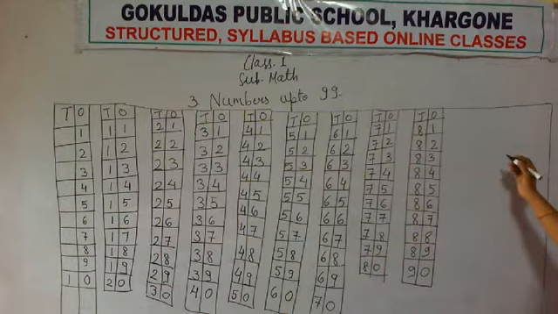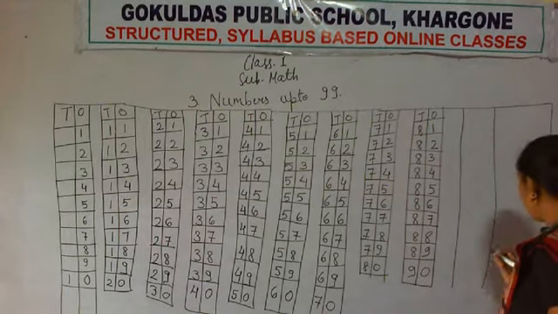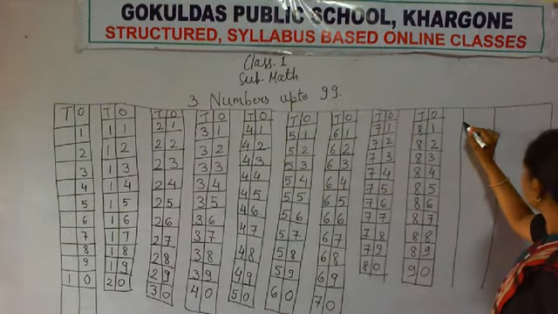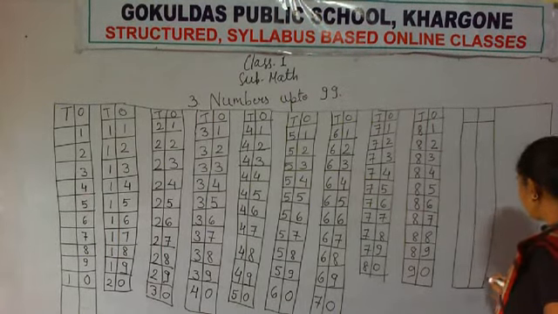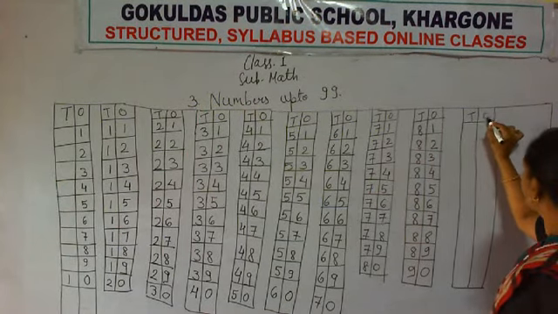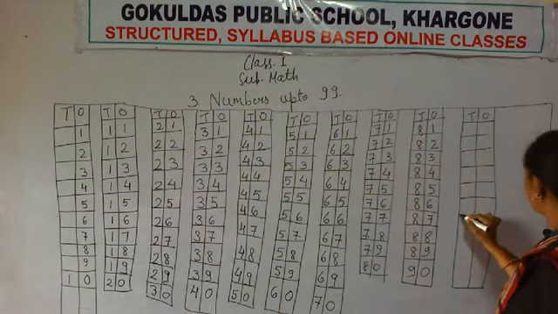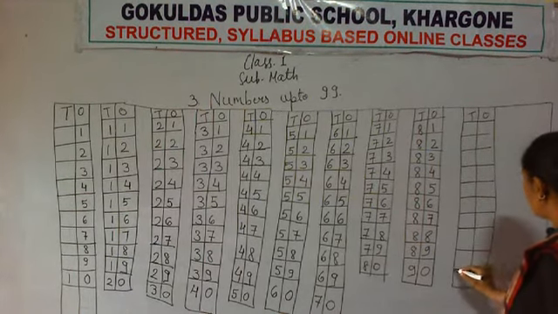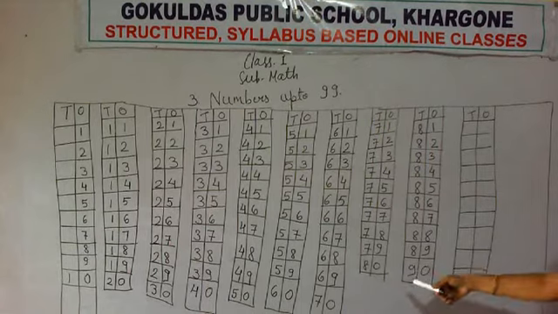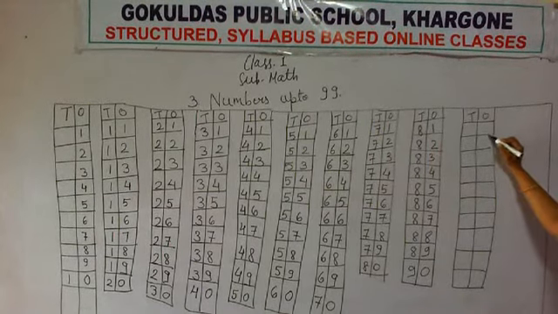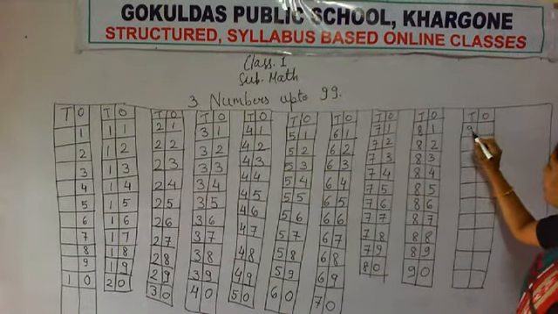Okay, now the next last line. Again you have to drop one box, leave one box and write the heading here. Tens and ones. Okay. So here the last number that we have written is 90. So from which number do we start writing? We start writing from 91.